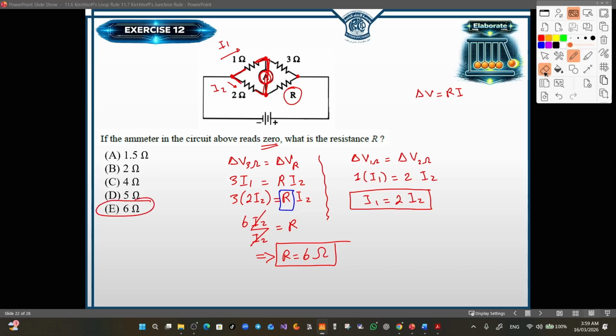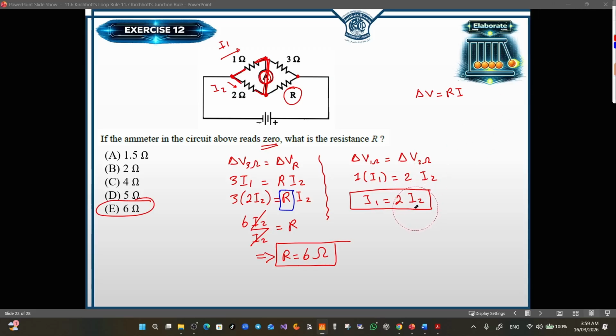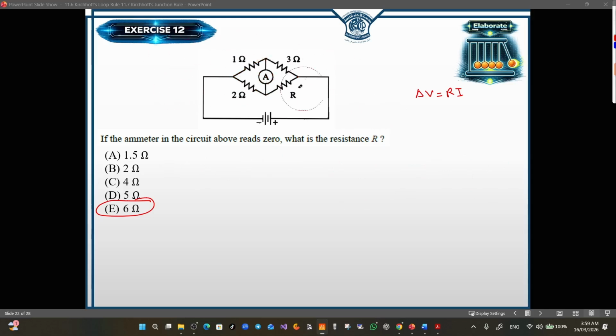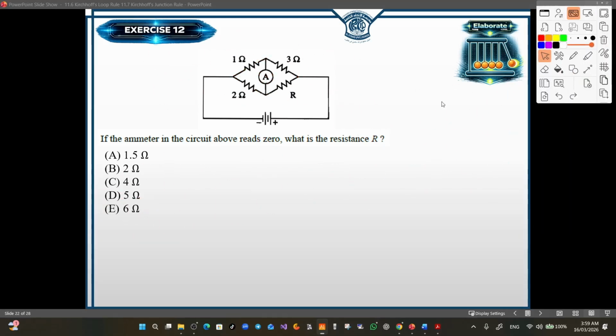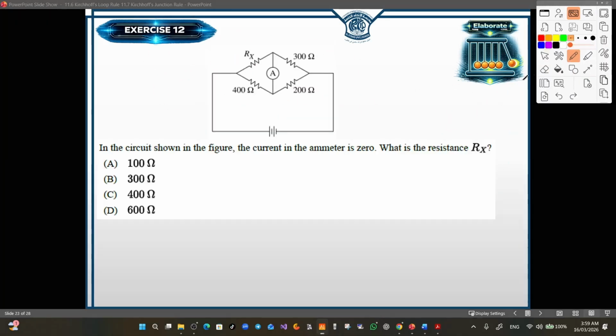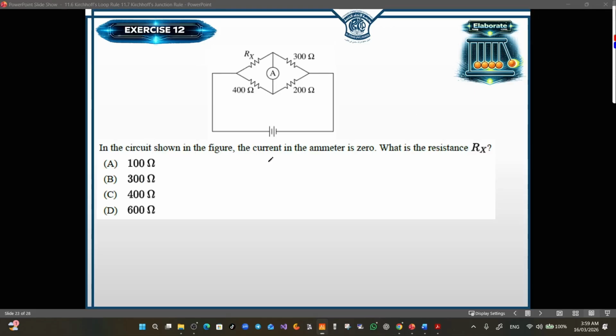This is a very repetitive question in AP exams, and the technique that we should follow is the same as this one. Let me reuse this technique in different questions. So for example, this question: in the circuit shown in the figure, the current in the ammeter is 0. So again, it is 0. We need to know what is the resistance Rx.